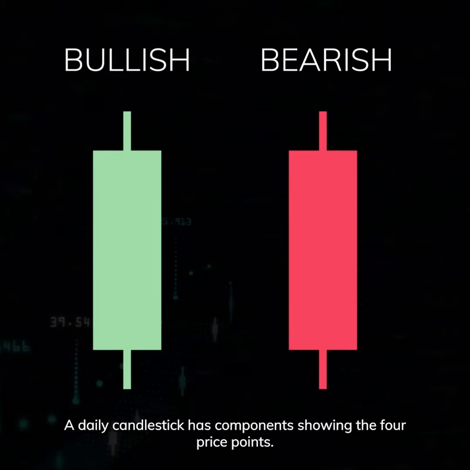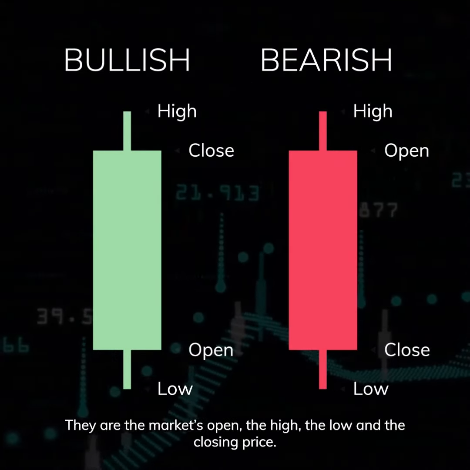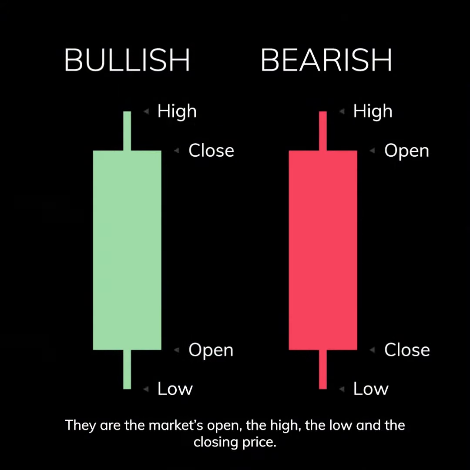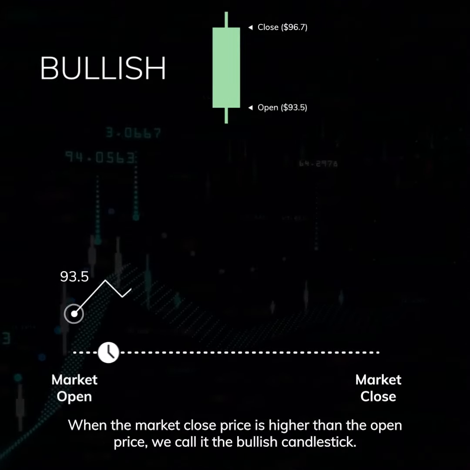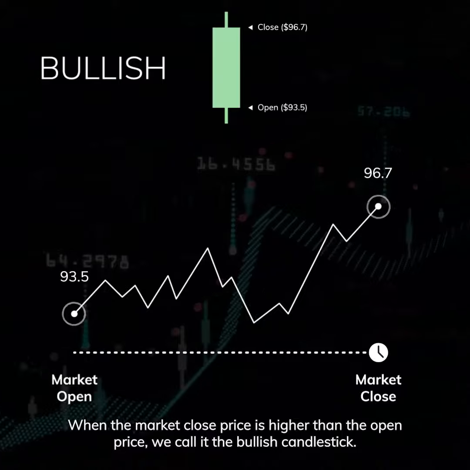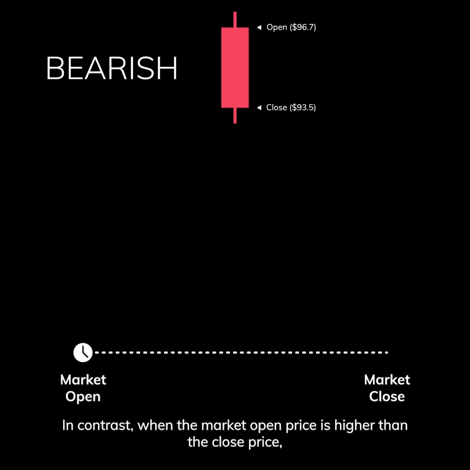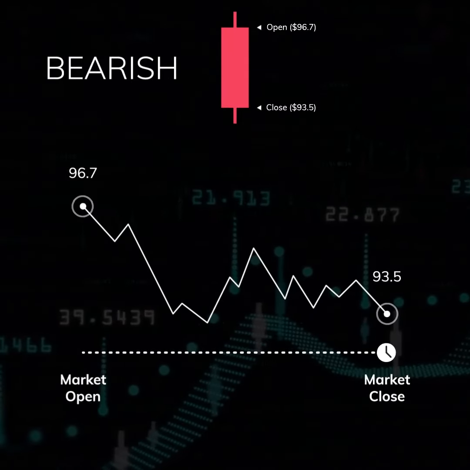A daily candlestick has components showing the 4 price points. They are the market's open, the high, the low, and the closing price. When the market close price is higher than the open price, we call it the bullish candlestick. In contrast, when the market open price is higher than the close price, it is called the bearish candlestick.